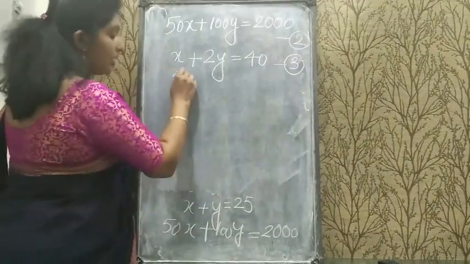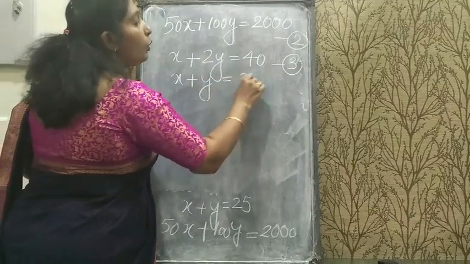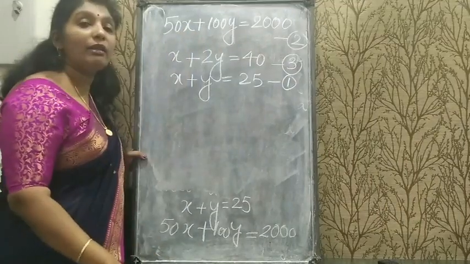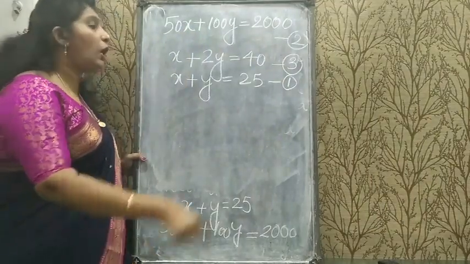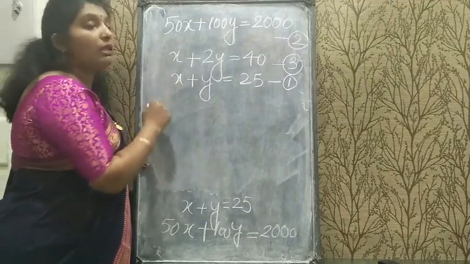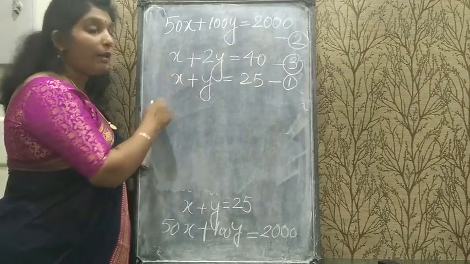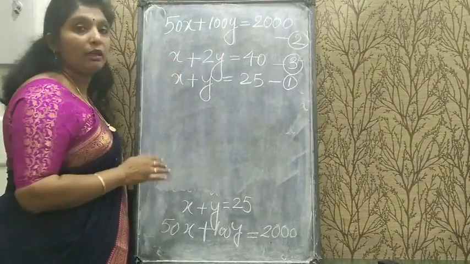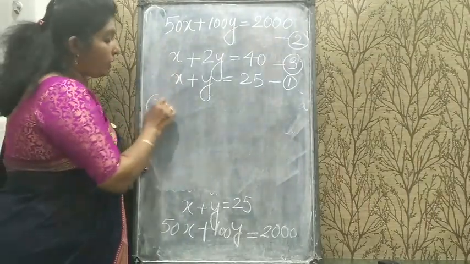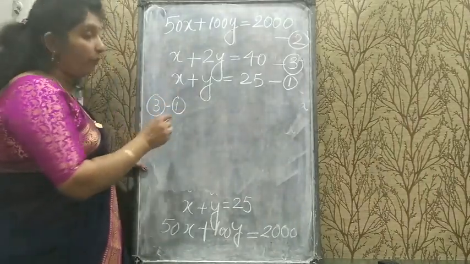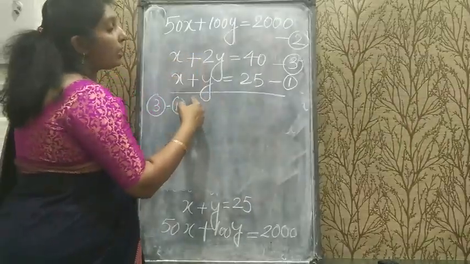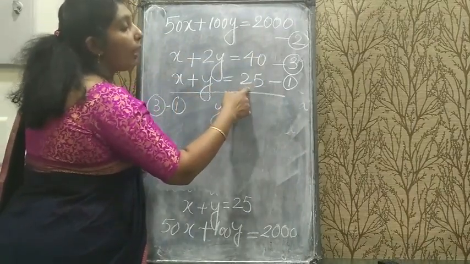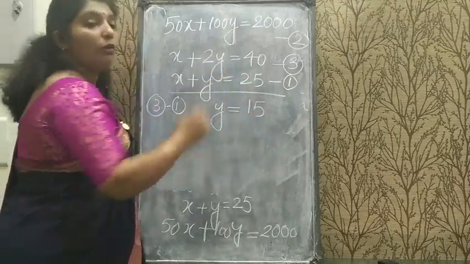Our first equation was X plus Y is equal to 25. And the third equation I got by dividing the second equation by 50. Now you know how to solve. Here the X coefficients are the same, so you can eliminate easily by subtracting. From the third equation, subtract the first equation. Then X minus X will be 0, and 2Y minus Y is Y. Y will be 40 minus 25, which is 15.